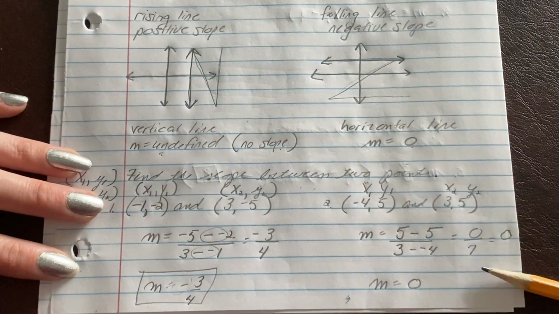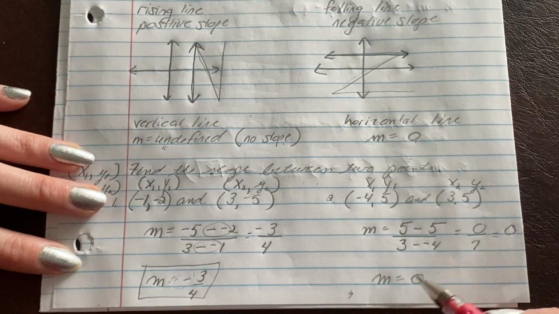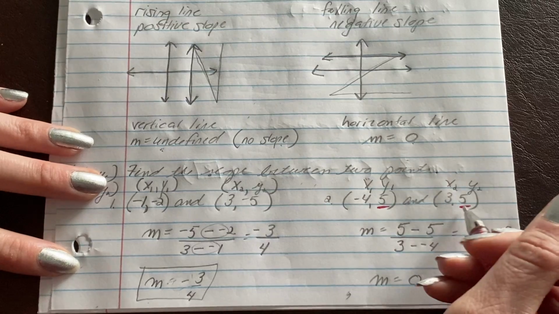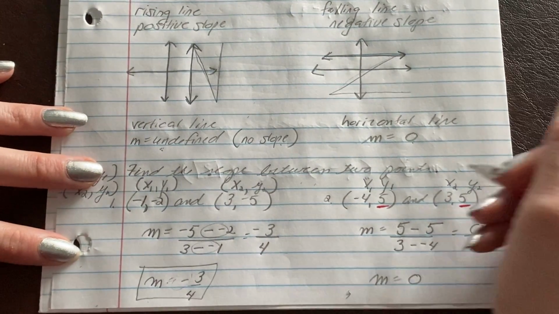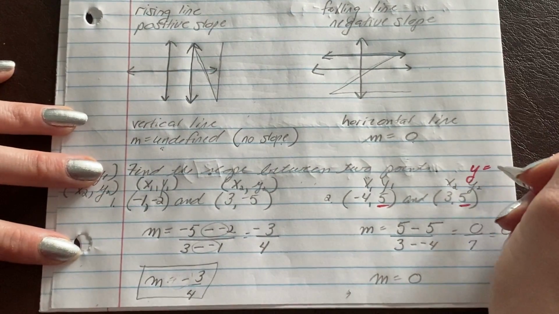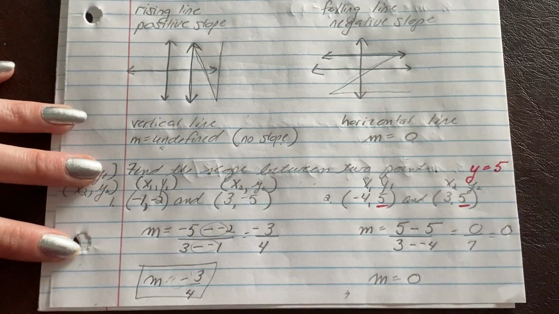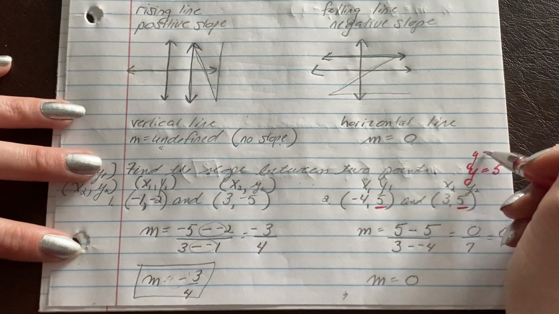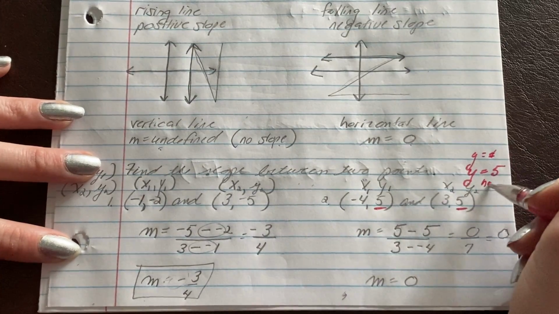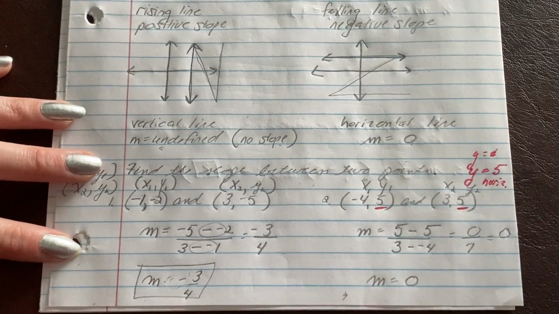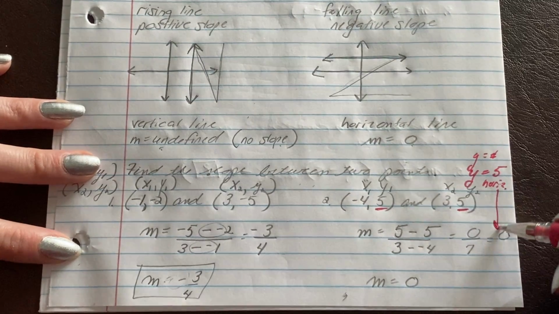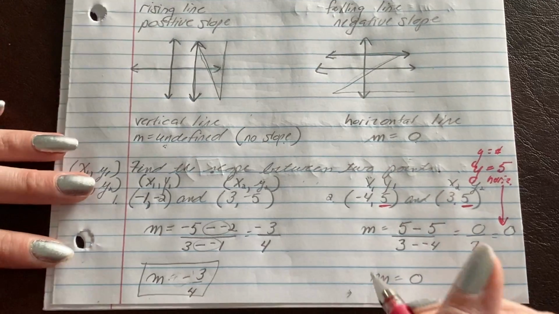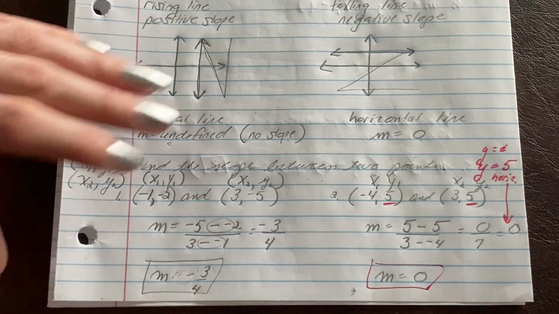Also, I want you guys to pay attention to the points. I didn't even need to do all of this work if I looked at these 2 points. Do you see that the y values are the same? Since the y values are the same, the equation of that line has to be y equals 5. If you remember from your algebra classes, whenever y is equal to a number, it forms a horizontal line. What is the slope of any horizontal line? 0. Either way you want to look at it, we arrive at the same solution, that the slope is 0.